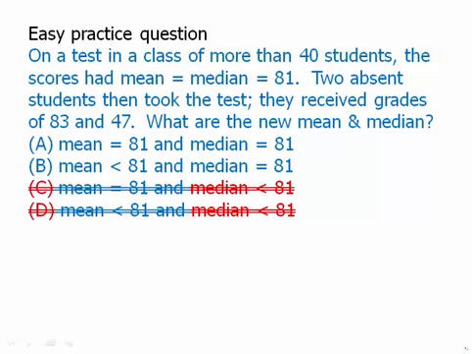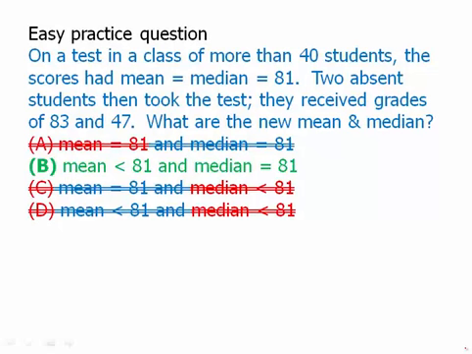Now we have to think about what happens to the mean. It was symmetrical, and now we added 83, which is pretty close to 81. It's above 81, but it's pretty close to 81. And then 47, which is a really low score. Well, that 47 is an outlier. It's a low outlier. And remember, outliers pull the mean in that direction. So the mean is going to be dragged down. It's no longer going to equal 81. It's going to be dragged down below 81. And so B is the answer. The new mean is below 81, while the median remains at 81.